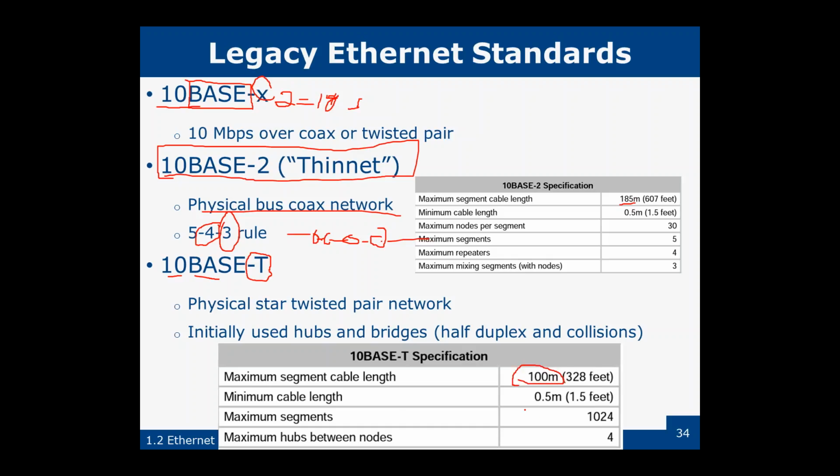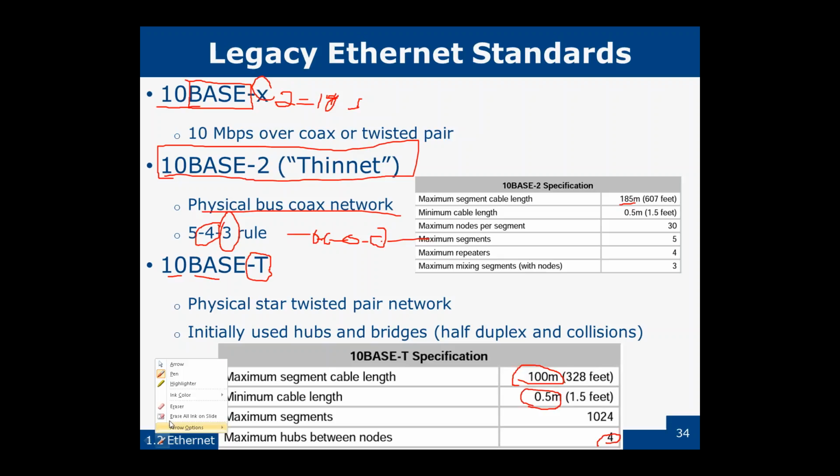The minimum cable length is half a meter. You have to have at least 1.5 feet, or you get into the electronics, and our double E can talk about that, that'll actually block it. The maximum number of hubs between nodes is 4, so we can have 4 hubs, which is kind of like the 4 repeaters that we had in this thing.